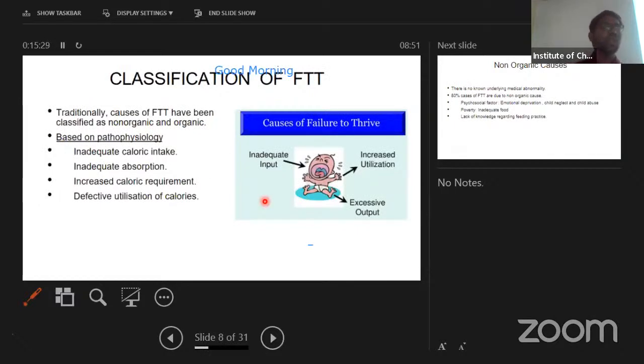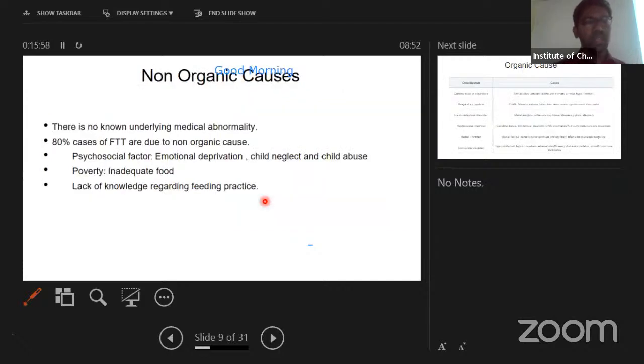The classification of the failure to thrive. Traditionally, it is classified as non-organic and organic causes. Based on pathophysiology, this is also classified as inadequate calorie intake, inadequate absorption of calories, increased calorie requirement, and defective utilization of calories. The non-organic cause is the most common cause. Around 80% of cases of failure to thrive are due to non-organic causes.